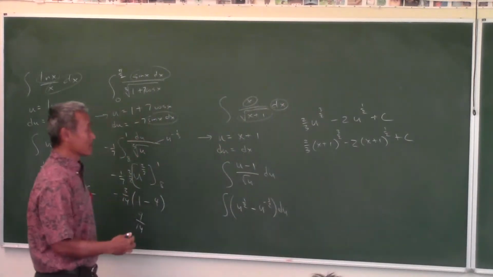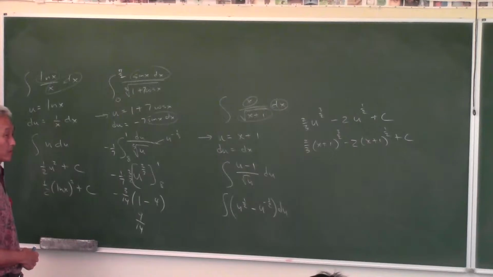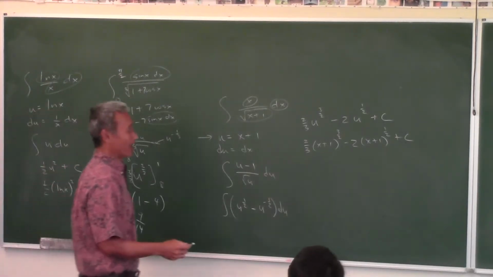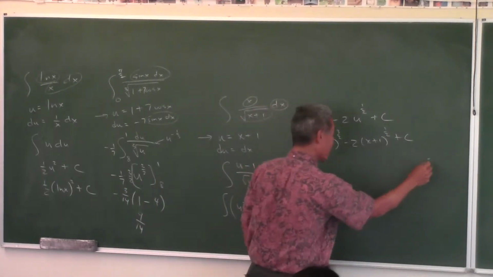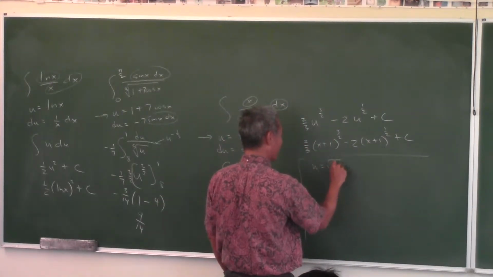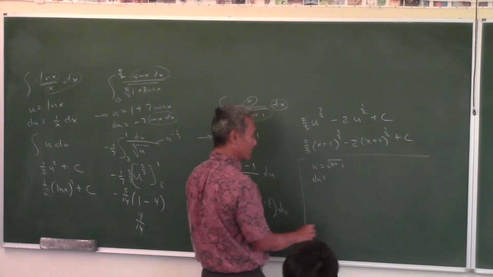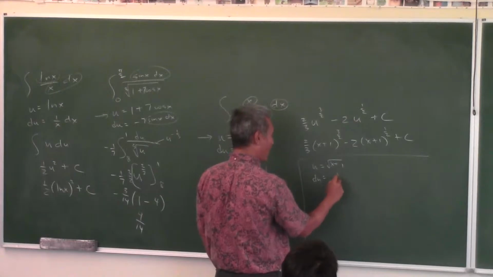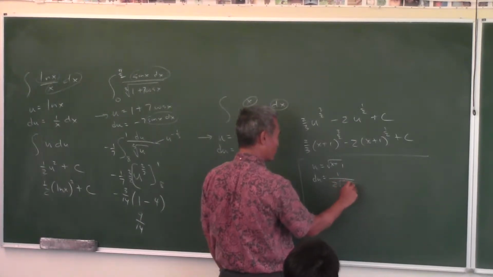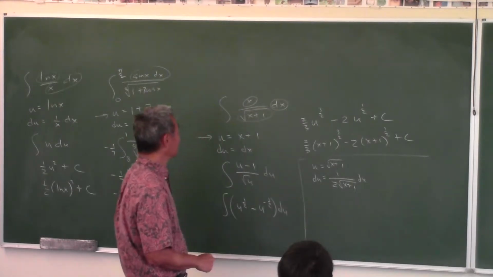Now, lots of these problems can be done in more than one way. Like Cho said, let u equal to root x plus 1. I think that would work as well. In fact, let's just try for funsies. What if you let u equal root x plus 1? Then what is du equal to? 1 over 2 root x plus 1 dx, right?